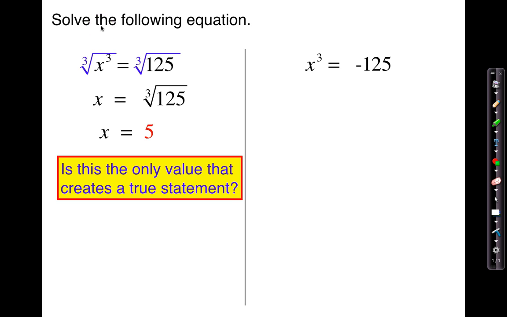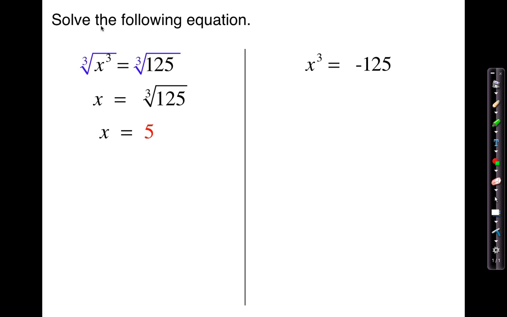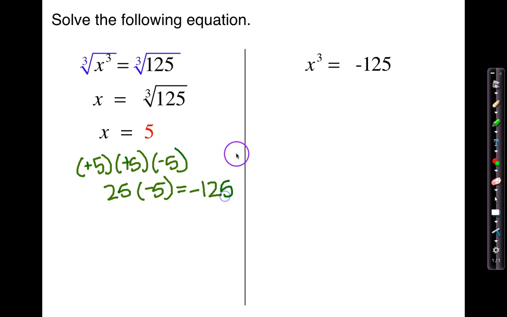So now let's think, is there any other value that will create a true statement? Some of you might say, okay, well, what about -5? Would -5 work? Well, let's check. If I try -5 cubed, let's see what we would end up with. We're just going to write -5 3 times. A negative times a negative is a positive, so I'd end up with a positive 25 times a -5. A positive times a negative is a negative, so I would end up with a negative 125. Notice that is not the same as a positive 125, so -5 is not an option.